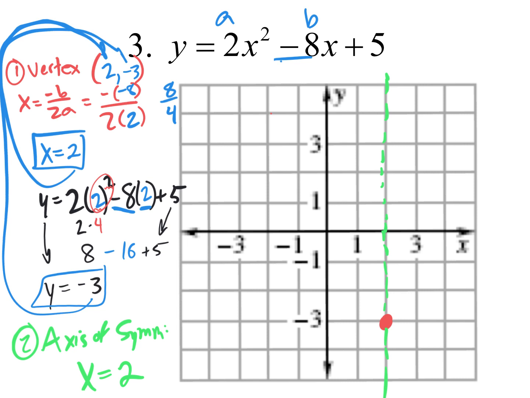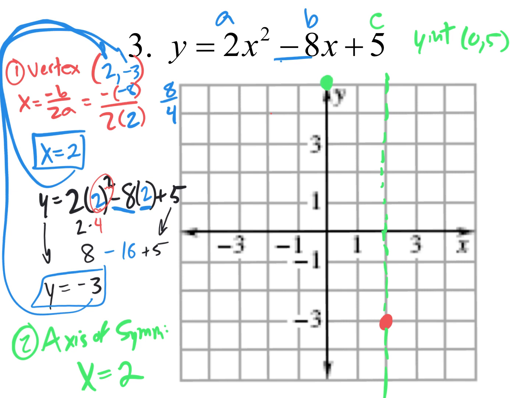Now, we need more coordinates. So you could use an input-output table. How about the easiest coordinate to find would be the y-intercept? That would be 0, the c value. So what is the c value here? 5. So my y-intercept will be 0, 5. So you could actually go to the coordinate 0 on the x, 5 on the y, that's right here. So I know that this is a point on my parabola.